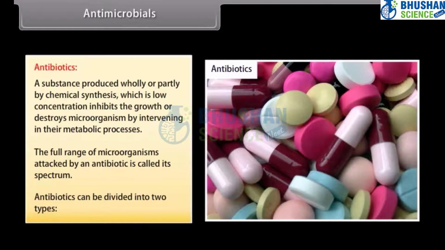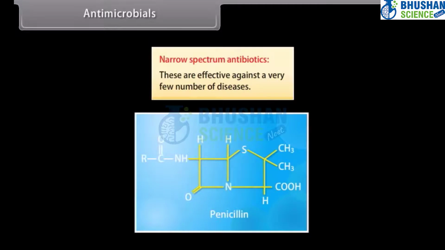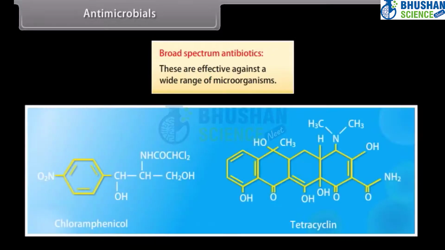Antibiotics can be divided into two types. Narrow-spectrum antibiotics. These are effective against only a very few diseases. For example, penicillin. Broad-spectrum antibiotics. These are effective against a wide range of microorganisms. For example, chloramphenicol and tetracycline.